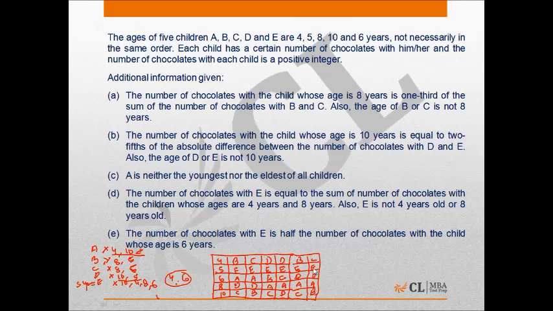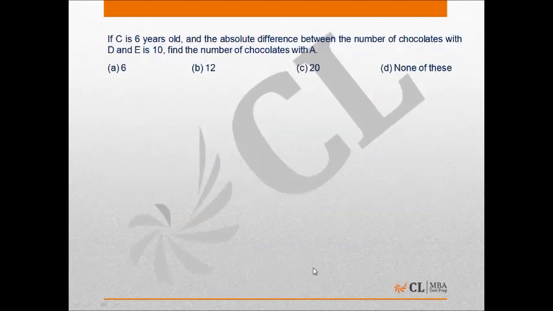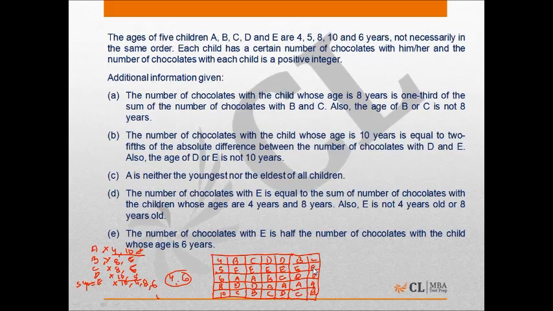These are the 6 possible cases for the ages of 5 children. So by the time we have finalized one thing, that is ages of the 5 children. Now let's move to the second thing, that is their ages. Let A, B, C, D and E be the number of chocolates with A, B, C, D and E respectively.